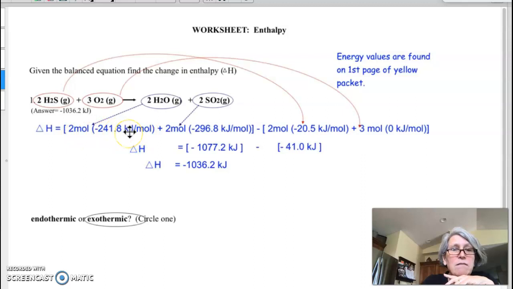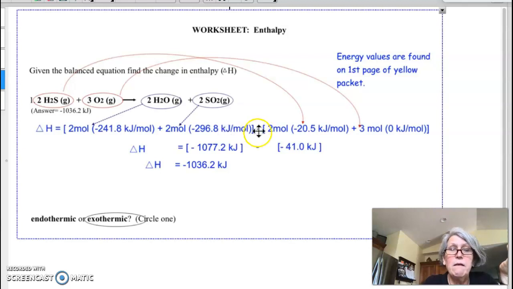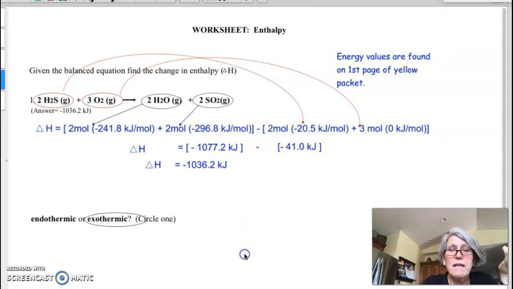Here's the first reactant. The second reactant is SO2. I do the same thing. I've used my 2 moles. I found this value for gaseous SO2 on that sheet. Okay. Then you'll notice that I have minus, I put these all in a bracket. Then I go minus 2 moles. So that's this right here for H2S. I looked that up on the sheet. It's negative 20.5 kilojoules per mole. And then you will notice I have 3 moles times 0.